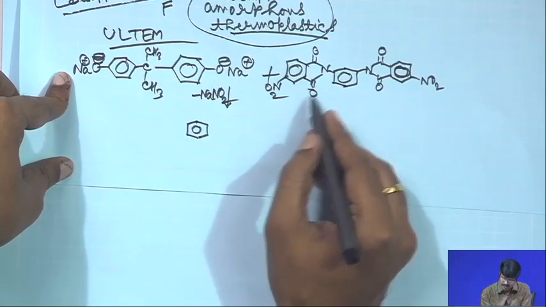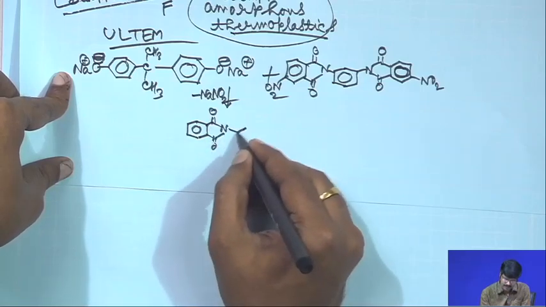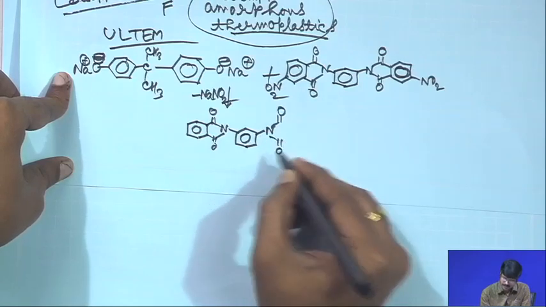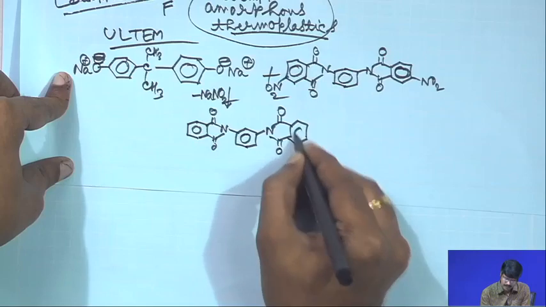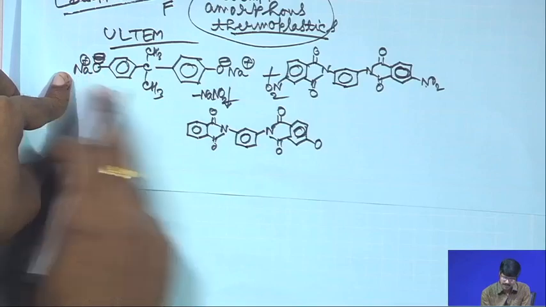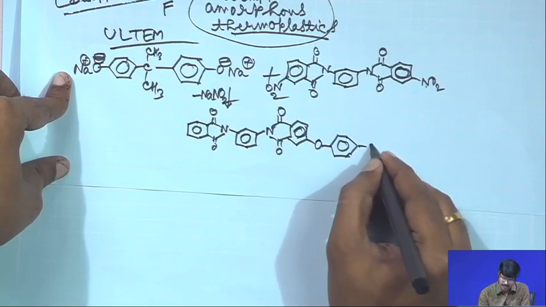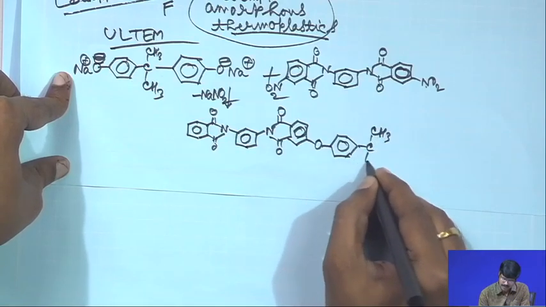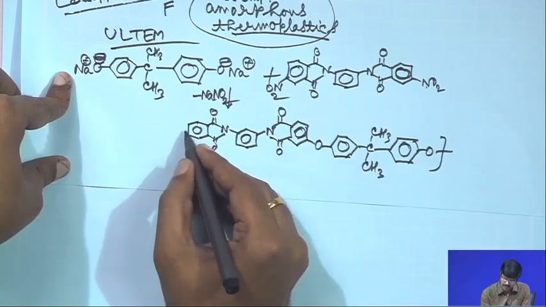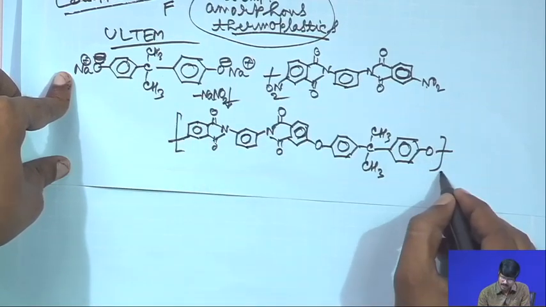So, basically I am just drawing this part first. Your imide linkage was already there to start with, so this was this part, and then in here this oxygen will be linked. So, you have oxygen and then you have the bisphenol A part, and here you had this NO2. So, here will be the linkage. So, this is your Ultem.